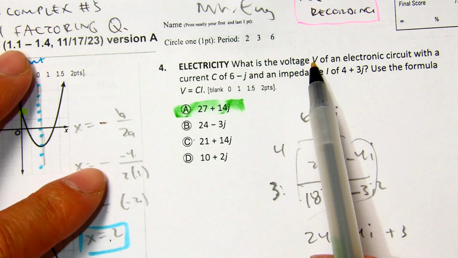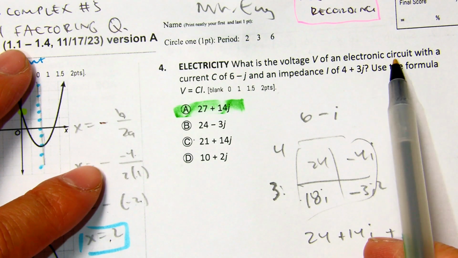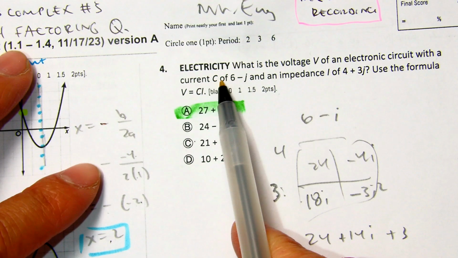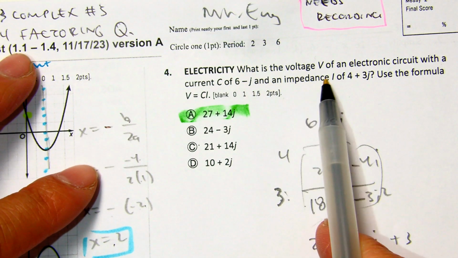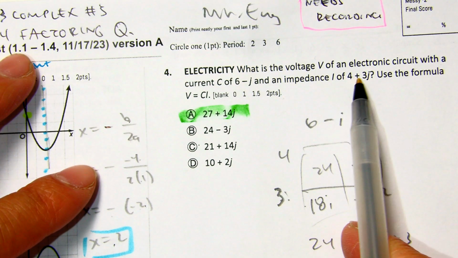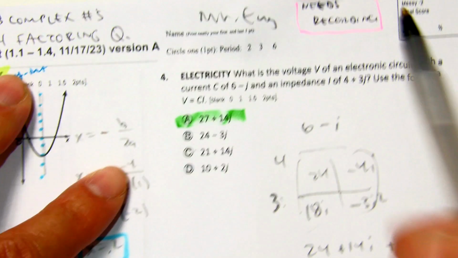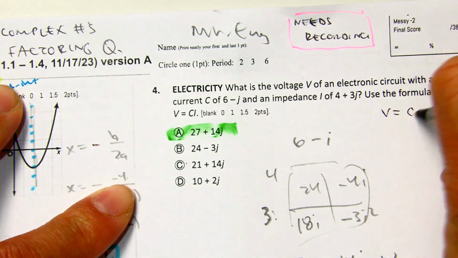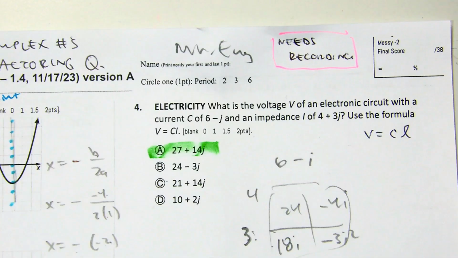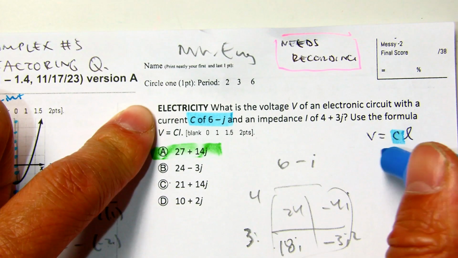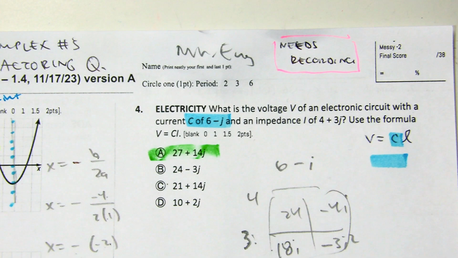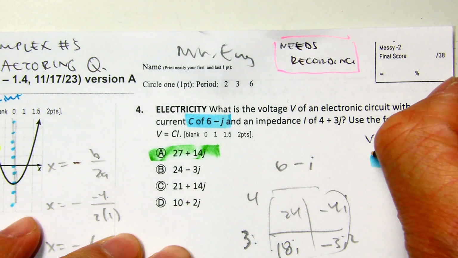Alright, in the electricity problem, what is the voltage V of an electric circuit with a current C of 6 minus j and an impedance L of 4 plus 3j? Use the formula V equals CL. Okay, so C is 6 minus j. And in class we didn't use j, we used i.